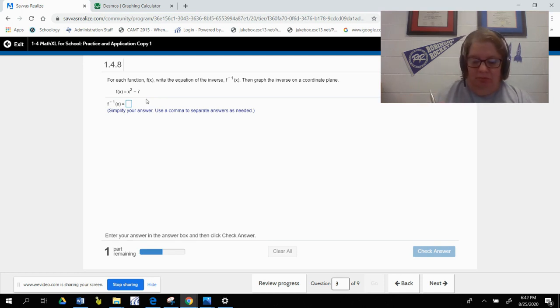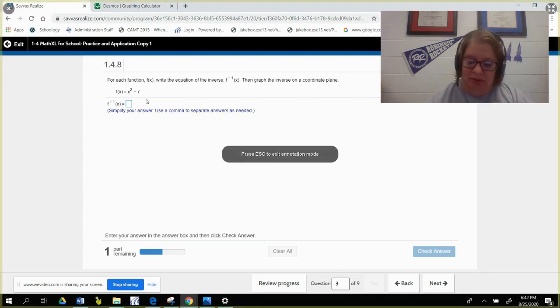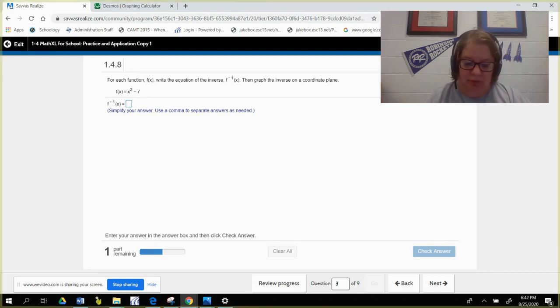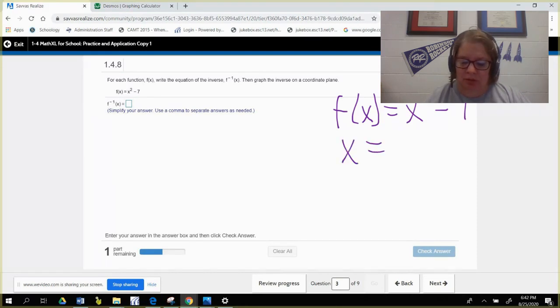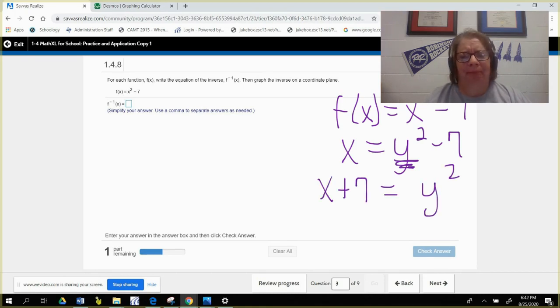So remember, when it says write the equation of the inverse, that tells us switch and solve. And we have f of x equals x squared minus 7. Switch, solve. That means we want to get this y by itself. So add 7. How do I get rid of squared? Get rid of squared by taking the square root.